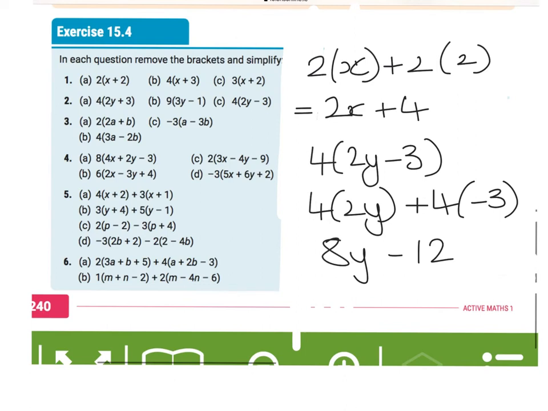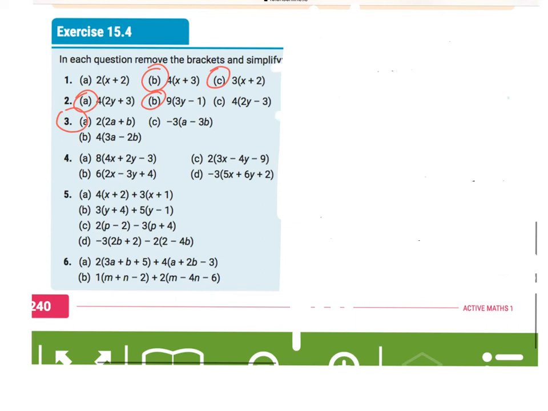Okay, so what you're going to do is, I'm going to circle the questions that you're going to do, 1b, 1c, and 2a, 2b. You're also going to try question 3, and I'm going to do question 4a here as well. Okay, so just because there's 3 numbers inside the bracket, it doesn't change the way we have to work these out. Okay, so 4a, 8 outside the bracket, we've got 4x plus 2y minus 3.